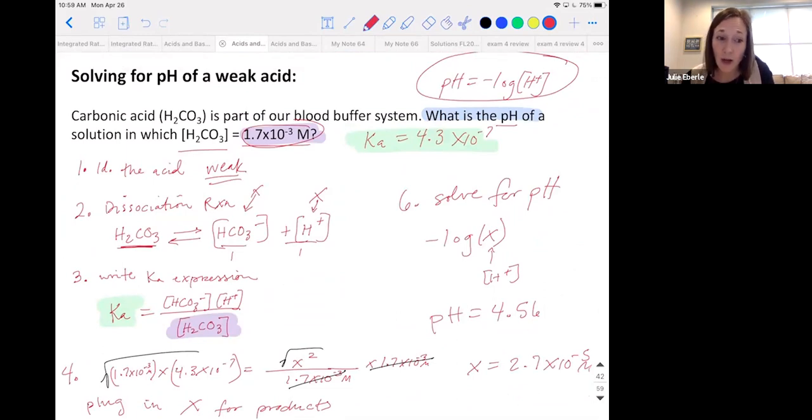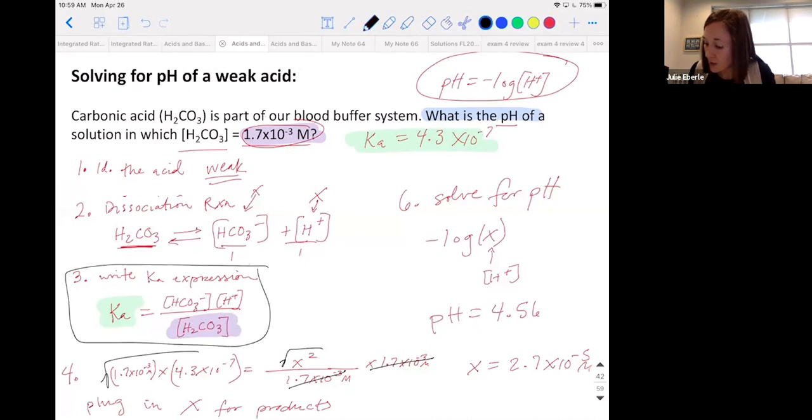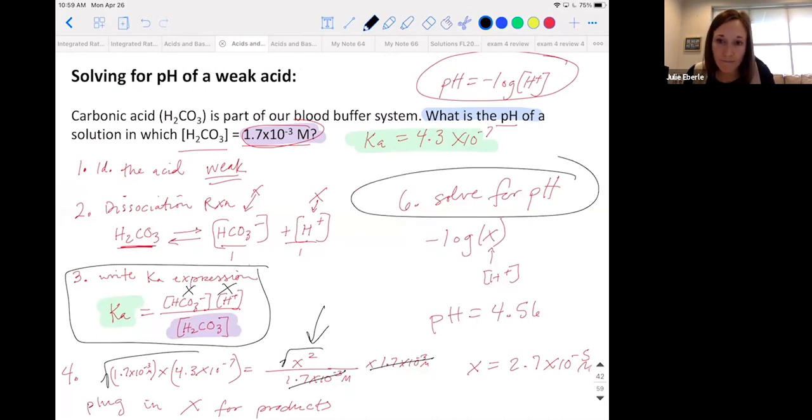These are hard problems. Calculating pH for a strong acid is easy. You just do negative log of the concentration. But calculating pH for a weak acid is hard. You have to use your expression for Ka, and you plug in x for both of these things, and then you just solve for x. That's your concentration of H+, and the last thing you do is the negative log of that. But there are lots of steps. It's way more complicated than if you have a strong acid. Okay?